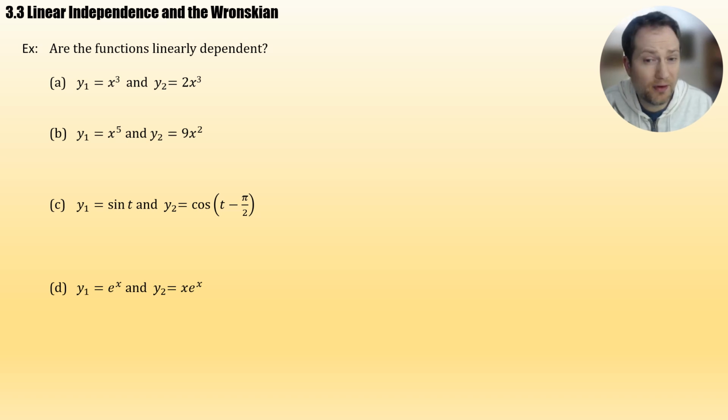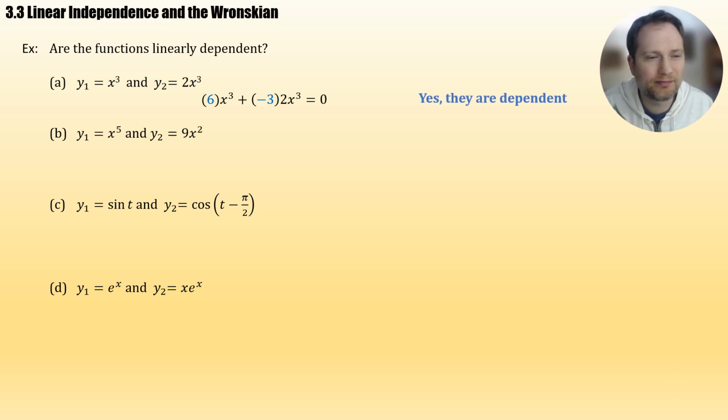So for the first one, you can pick any number of different constants that'll work here. How about, I'm just picking 2 that work. How about 6 and -3? Obviously you could use 2 and -1 or any scalar multiples of these numbers in blue. Therefore, these are dependent. How about the next one in B?